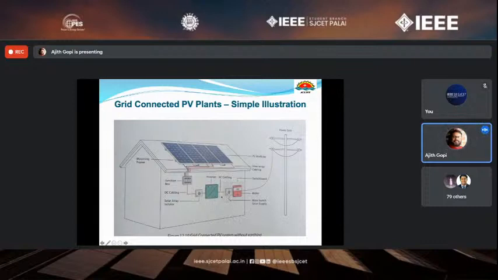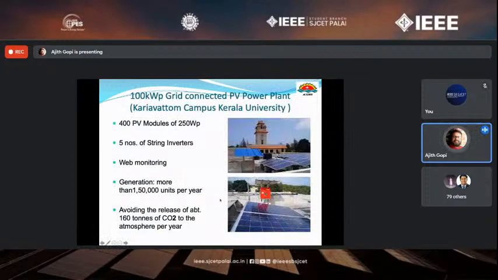Then you have the AC side and isolator and an energy meter. This is a simple illustration. Not going much into the details, it is to give you younger students an idea of what is actually happening here. Okay.